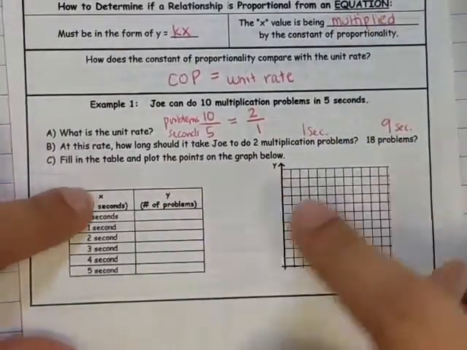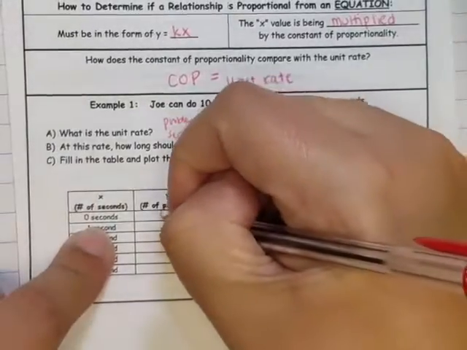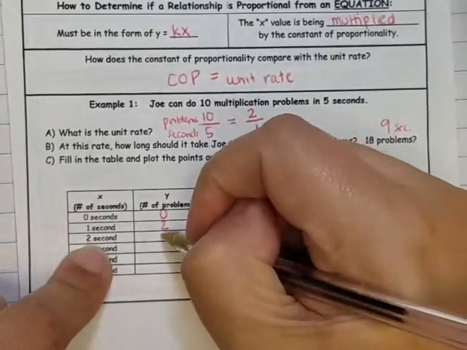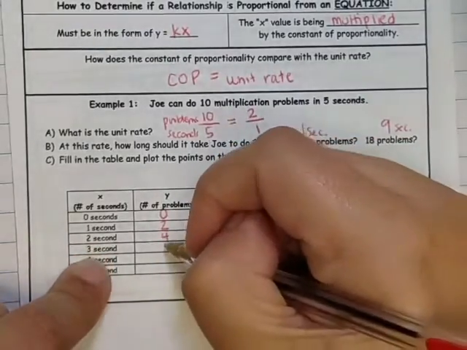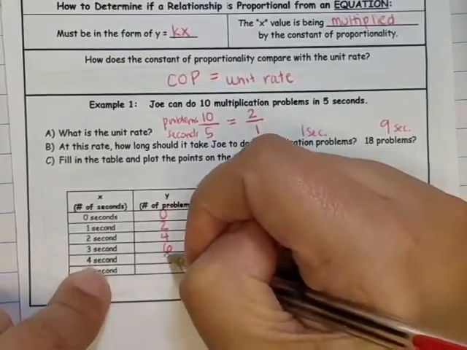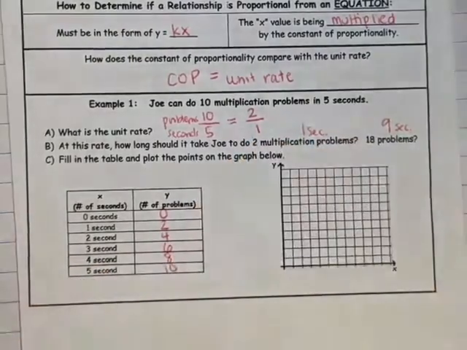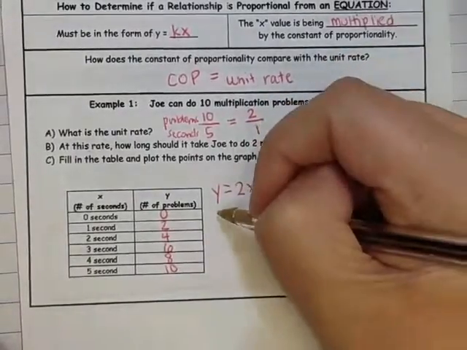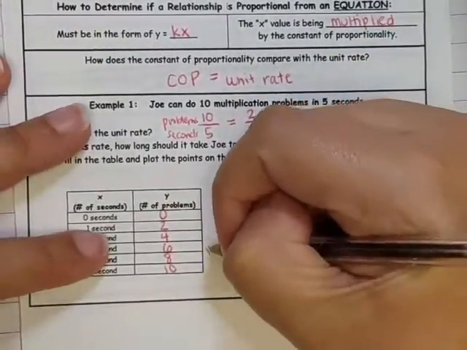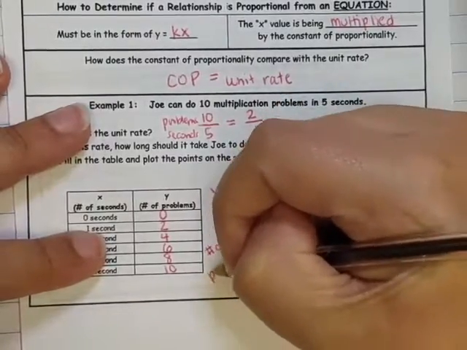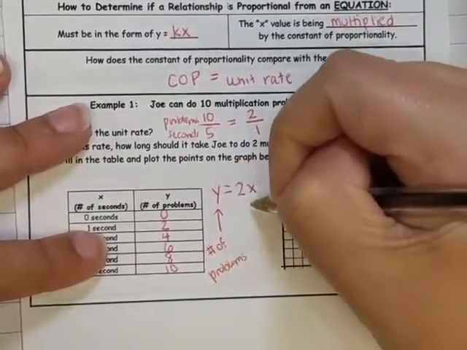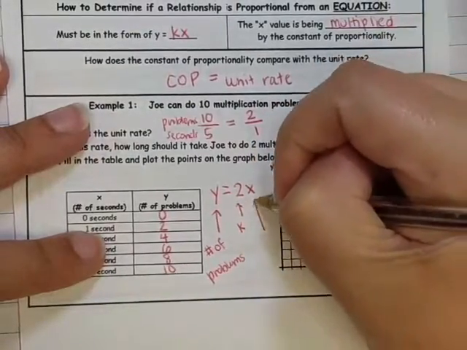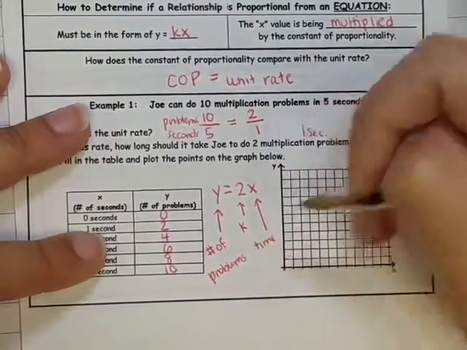And then we're going to fill in the table and we're going to graph. At 0 seconds, he'll do 0 problems. At 1 second, he'll do 2 problems. At 2 seconds, he'll do 4 problems. At 3 seconds, he'll do 6. At 4 seconds, he'll do 8. And at 5 seconds, he'll do 10. So our equation that we can write for Joe is y equals 2x, where y is your number of problems, 2 is your k value, that's your constant of proportionality, and x is your time in seconds.